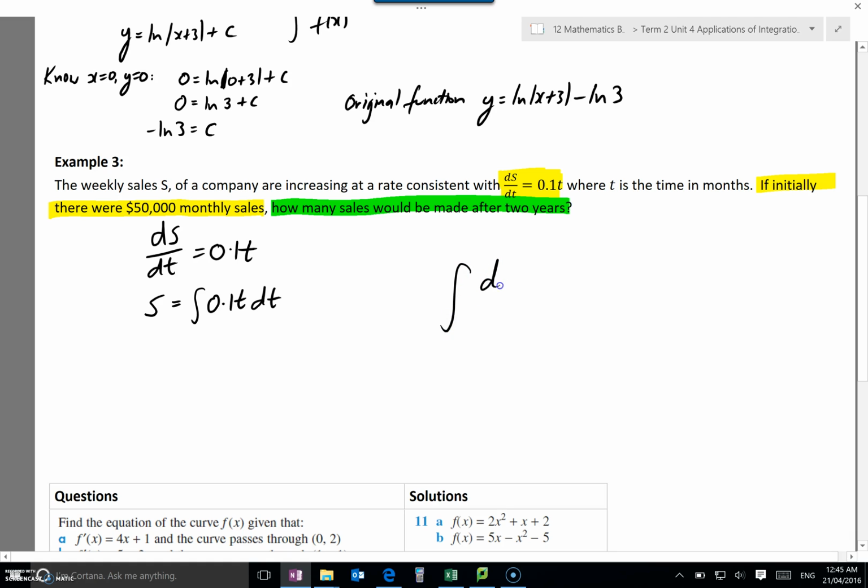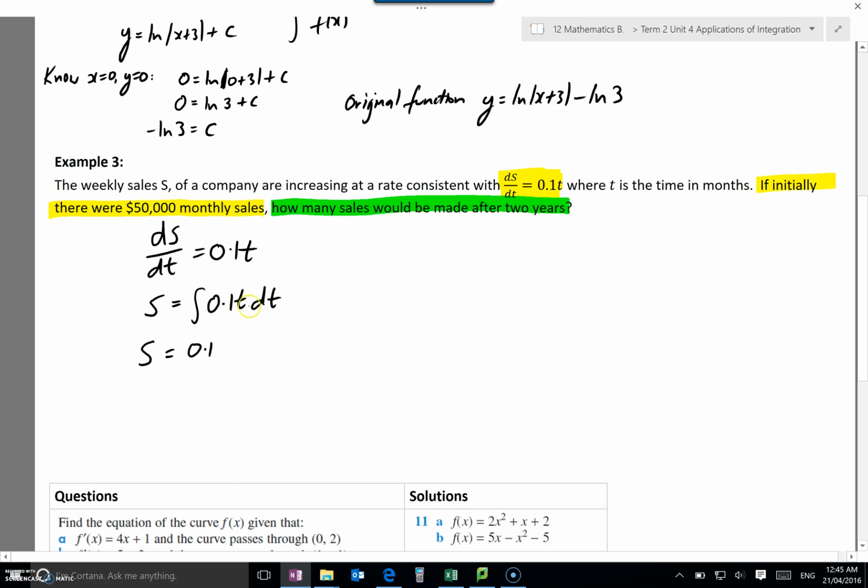Pretty much, the integral of ds/dt with respect to t is s. So you can imagine these sort of cancel, and we're just left with that original function s. That's sort of the undoing. To find s, do my integration as per usual.